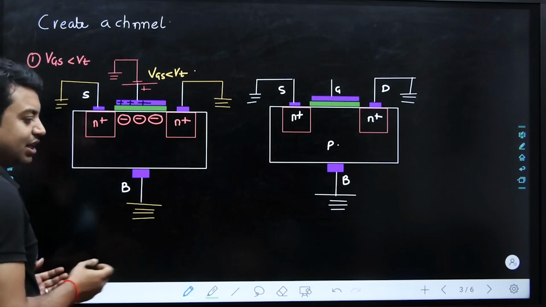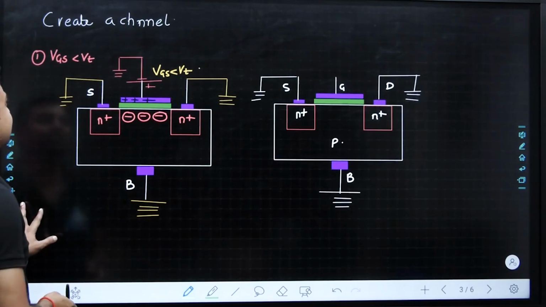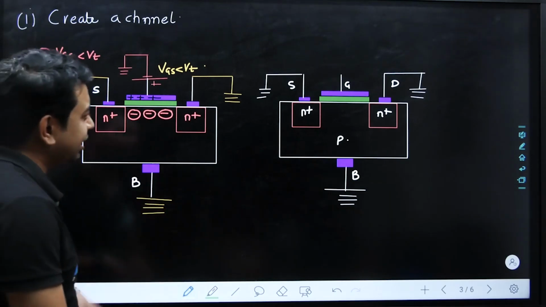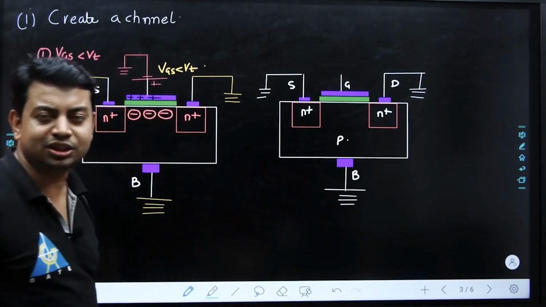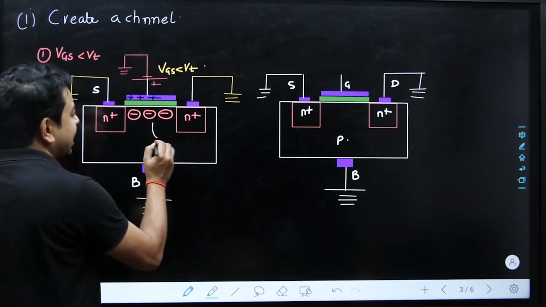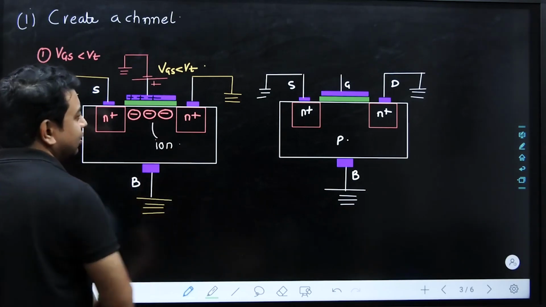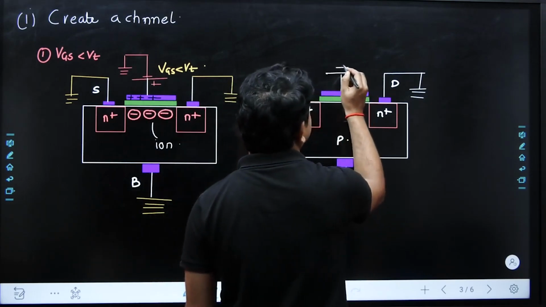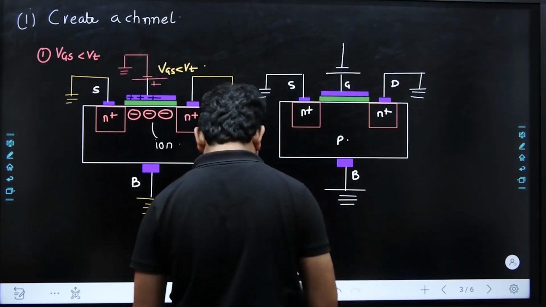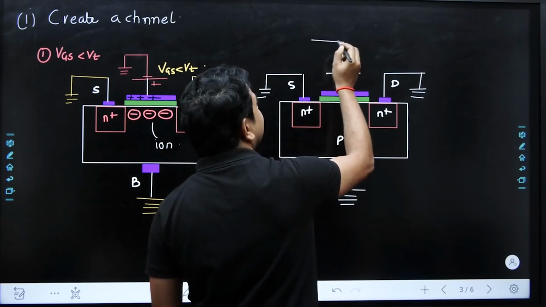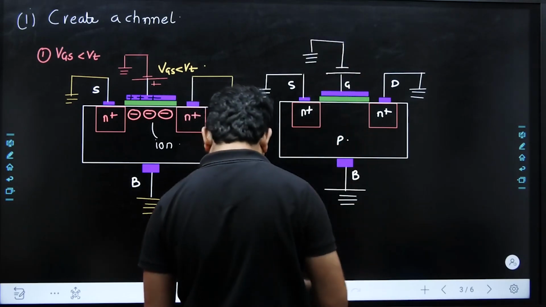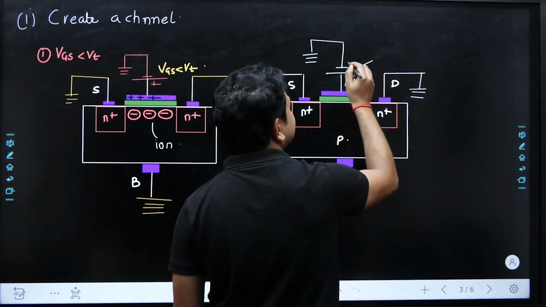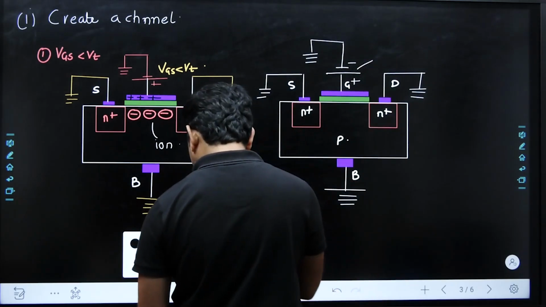For understanding the behavior of the MOSFET, the first step is creating a channel, and we are understanding how to create a channel. When we apply less than the threshold voltage, we just have the ions. When we apply a potential at the gate terminal which is positive with respect to ground, we do not yet have a channel. So we are just applying a potential, this is positive, this is negative.